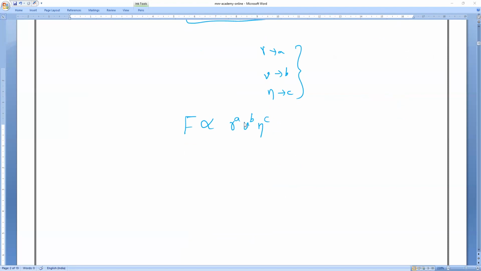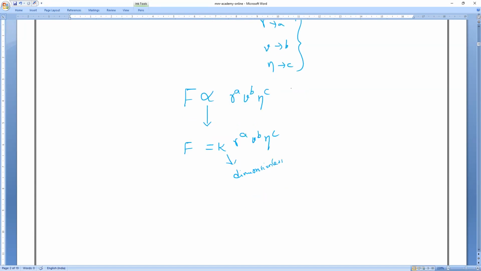Now let us take this. If you remove the proportionality, let me consider a constant k. So F is equal to k R^a v^b eta^c. Is k having dimensions or is it dimensionless? It's just a constant, so it is dimensionless. We all know what we can do next: just equate the dimensions. Am I right, everybody? So that's all.